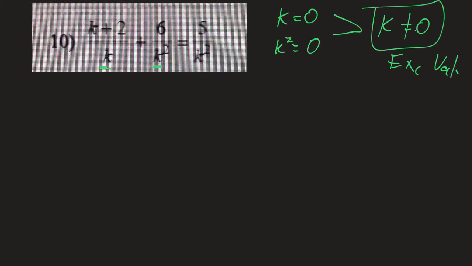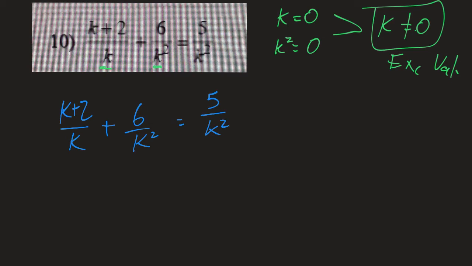So remember, 0 is not a good answer. Let's see how this one works out. So first thing we know to get common denominators. So let's multiply everything to get those common. So k plus 2 over k plus 6 over k squared equals 5 over k squared.